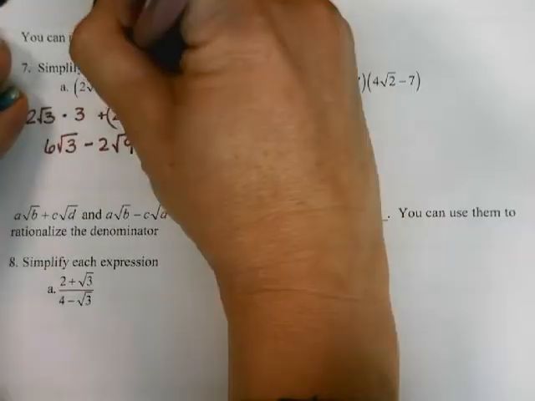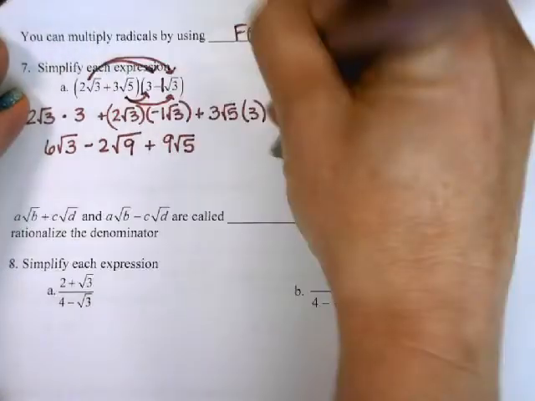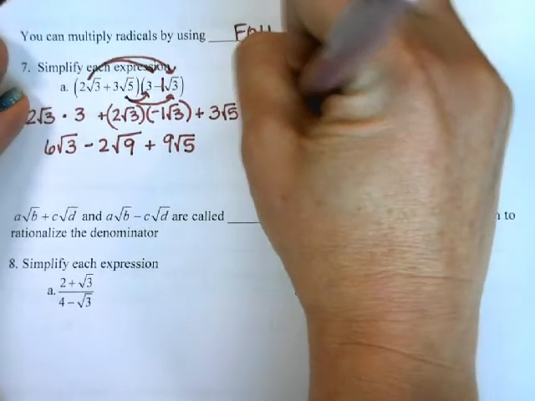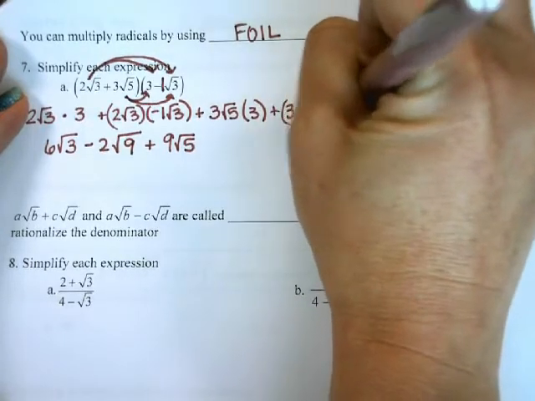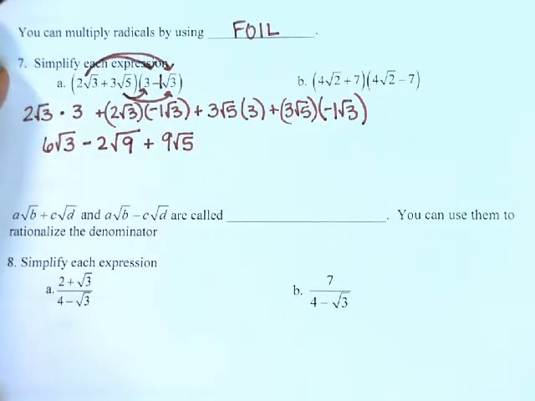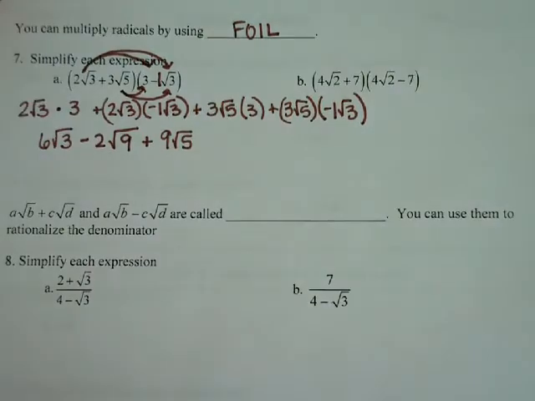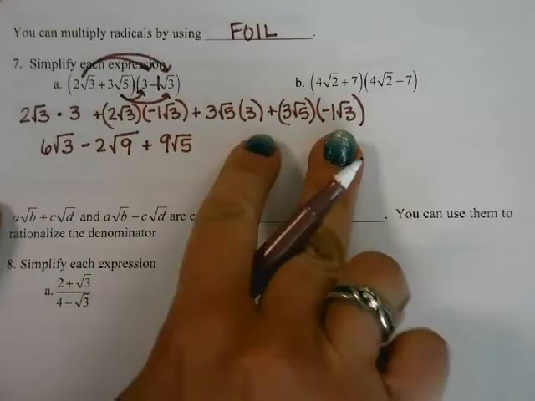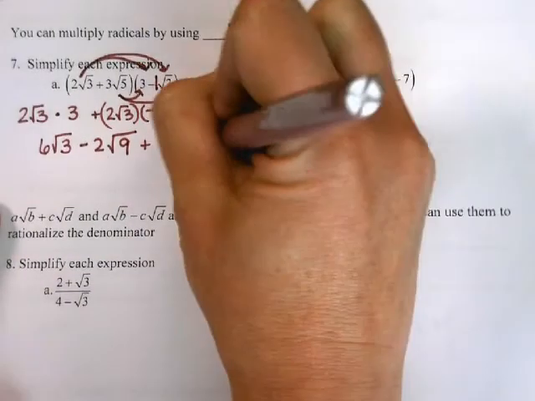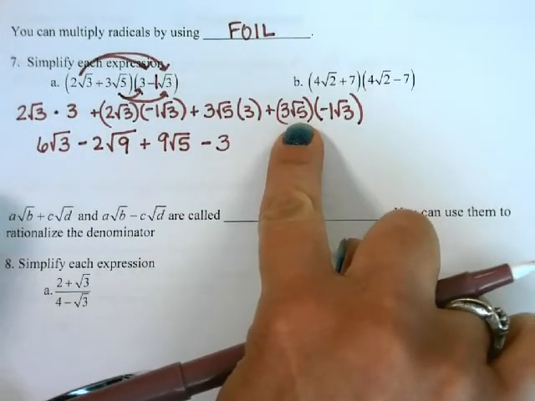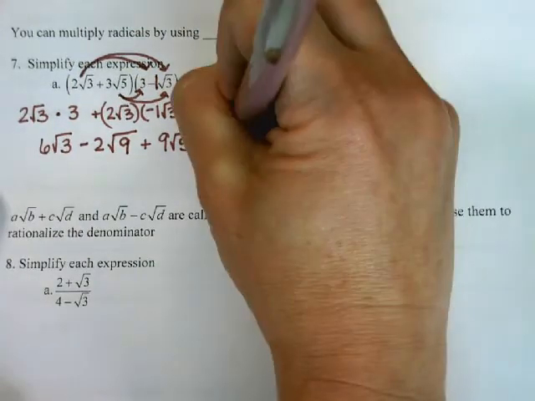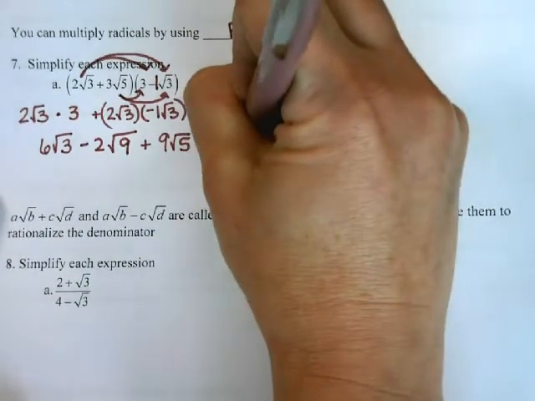And finally, 3 root 5 times negative 1 root 3. I wrote too big, but that's okay. Outside the radicals is 3 and a negative 1, so that becomes a minus 3. Under the radicals is 3 and 5, so square root of 15.